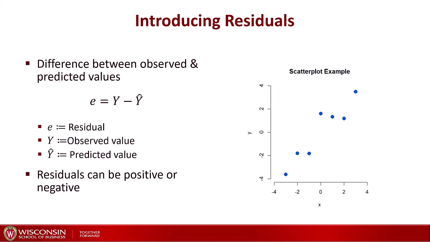First, I want to introduce a concept called the residual. The residual is the difference between the value that you observe and the value that you predicted. So a residual is how wrong you were when you made the prediction.